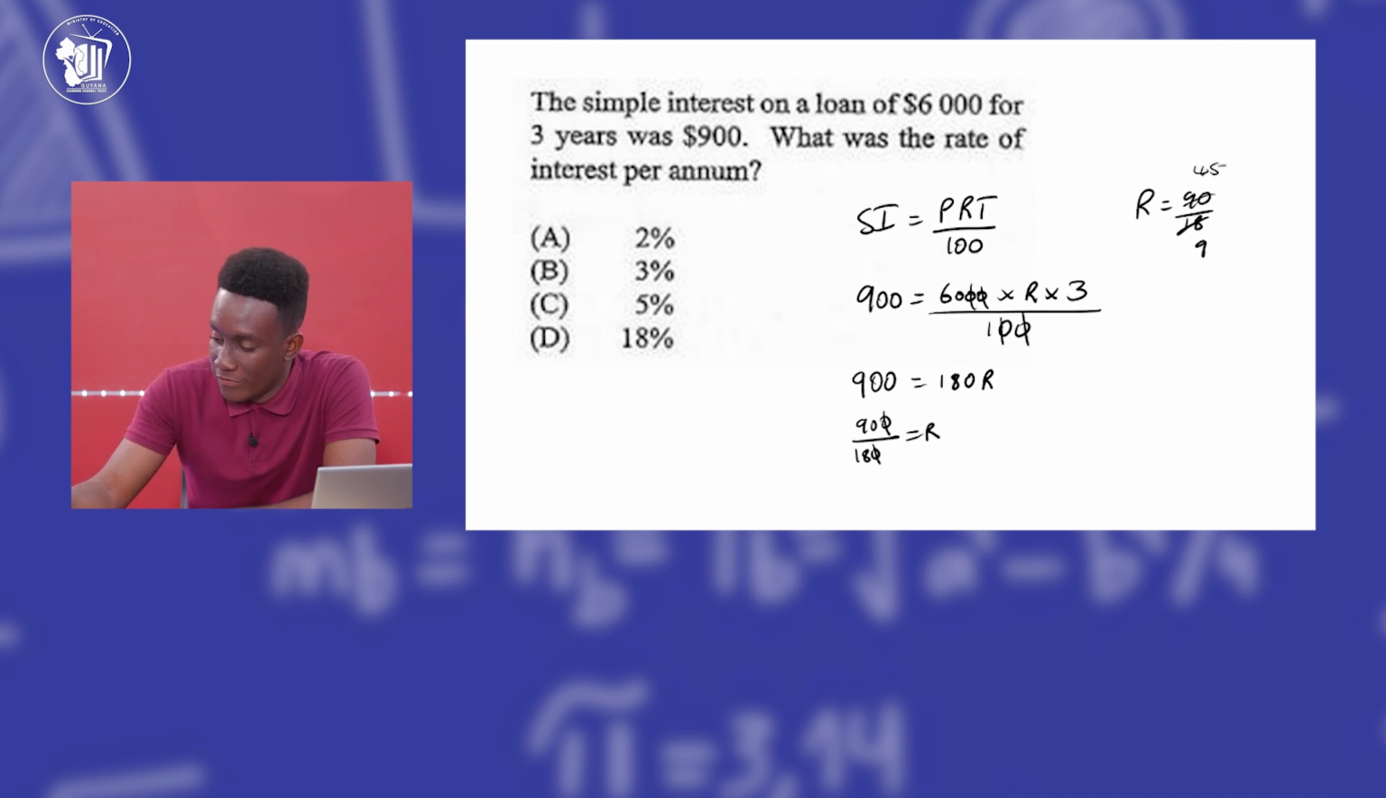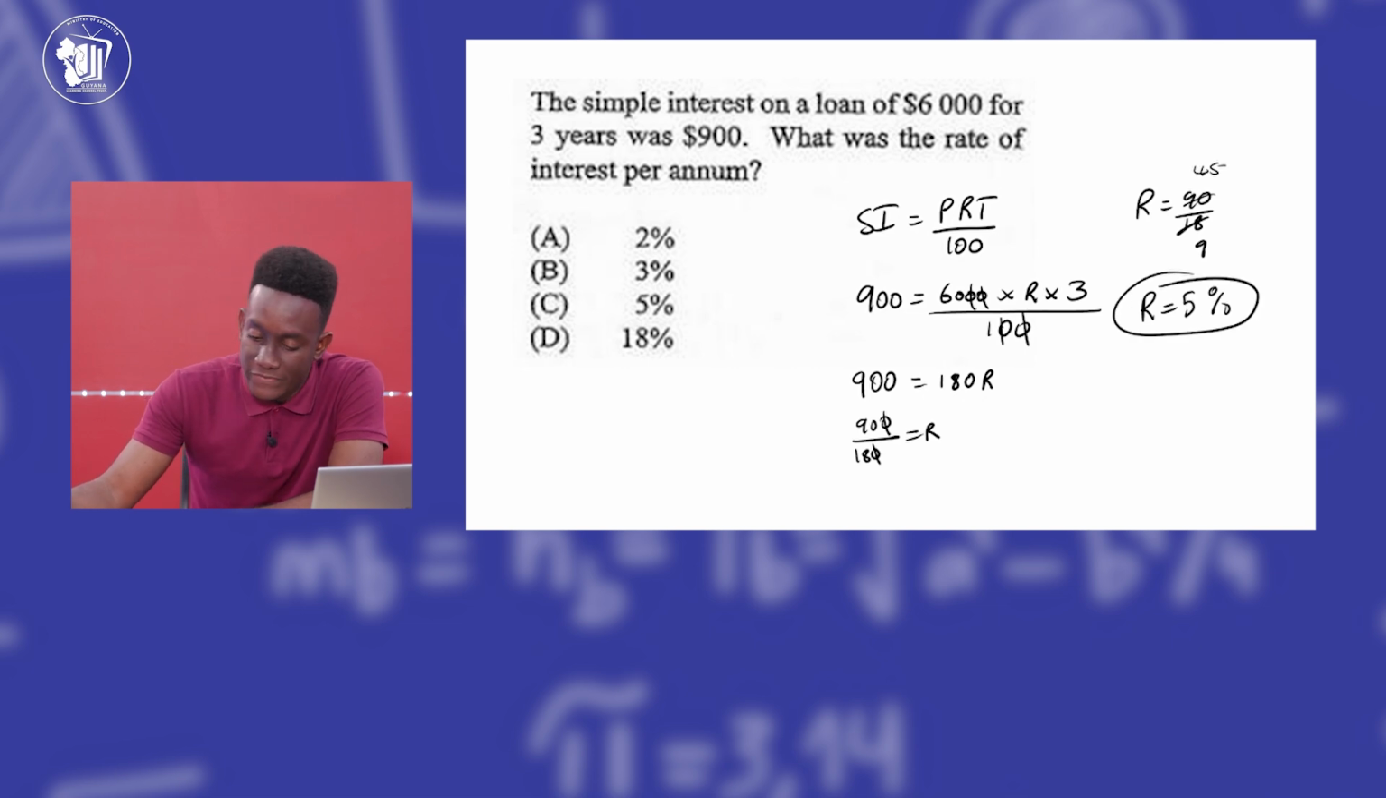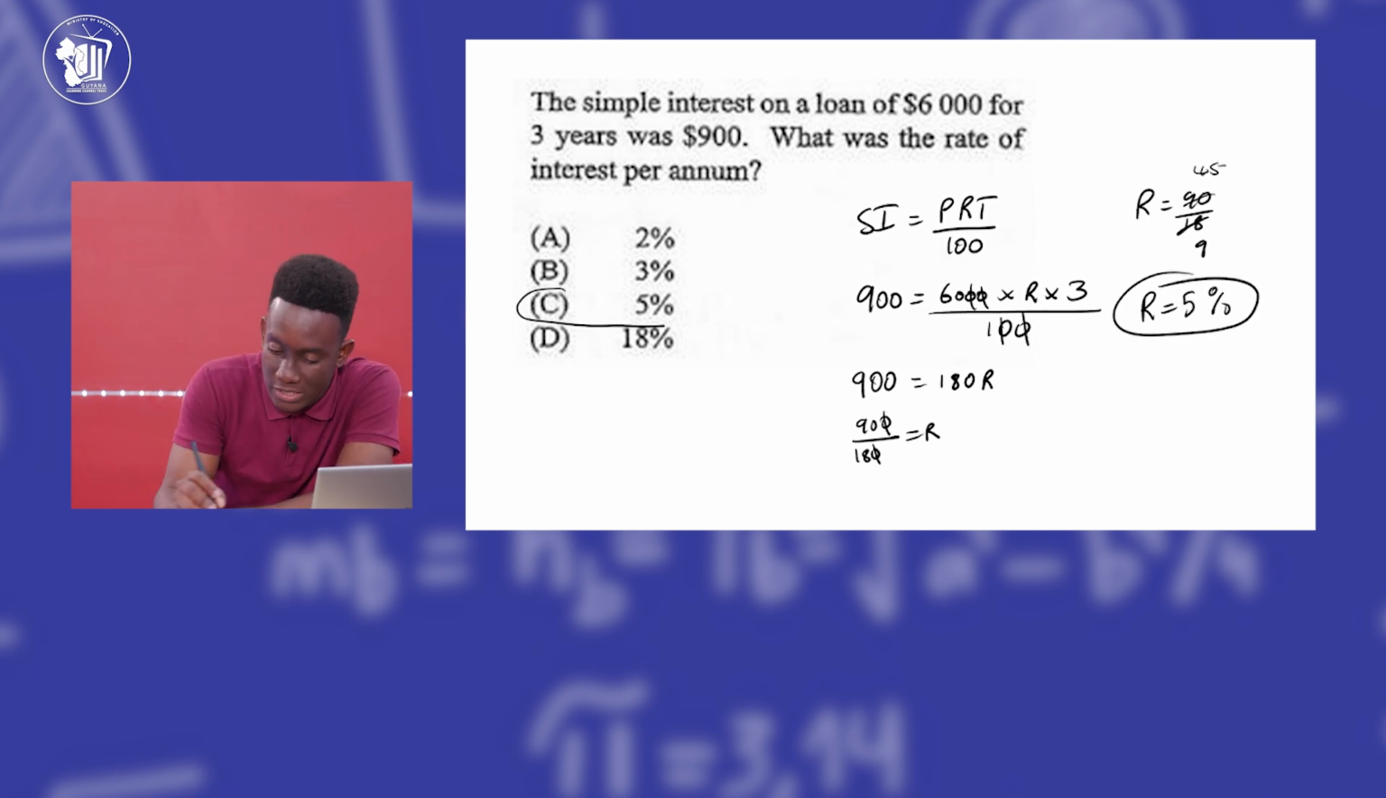So we see 9 can go into 45 5 times. So the rate is equal to 5%. So the answer here would be C, 5%.